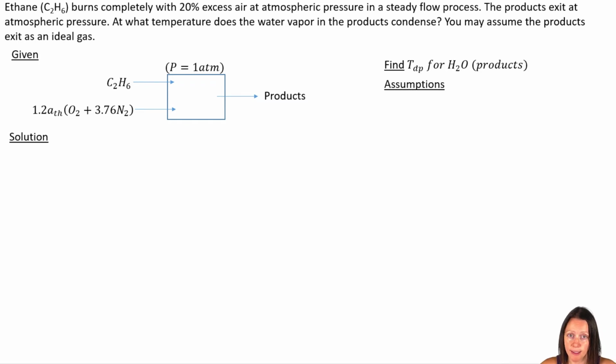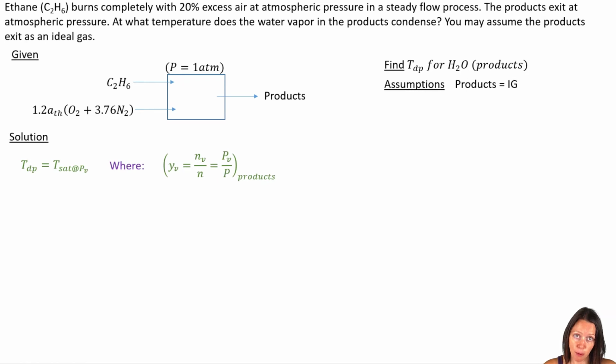The products exit at atmospheric pressure. At what temperature does the water vapor in the products condense? So I'm looking for the dew point temperature of the water vapor in the products, and I can assume that those products exit as an ideal gas mixture. So let's see, here's my equation for my dew point temperature. I know it's the saturation temperature at the partial pressure of that water vapor in my products.